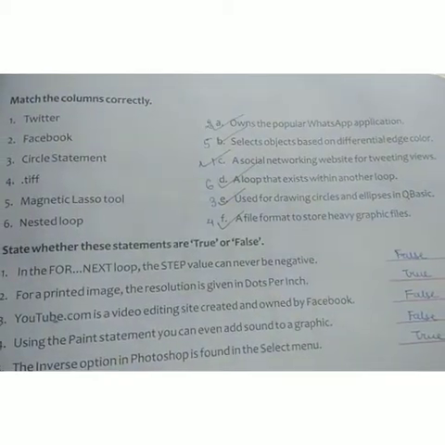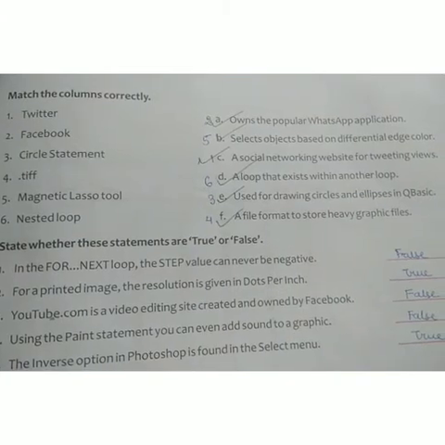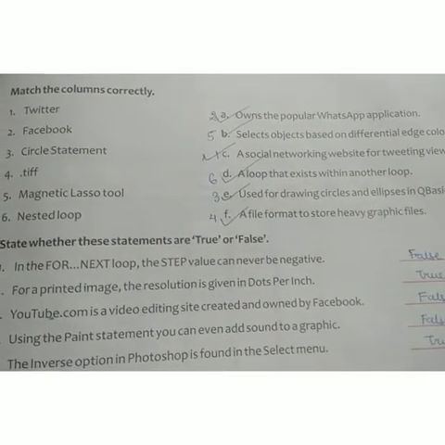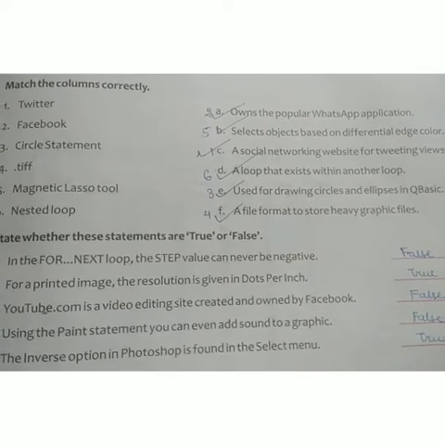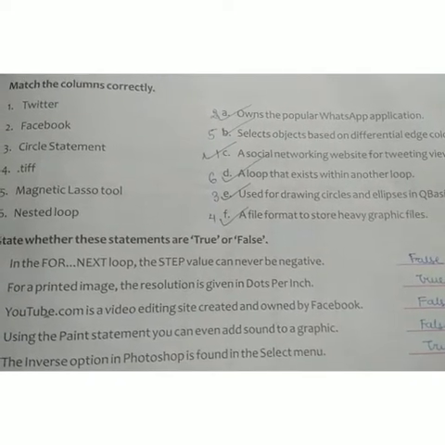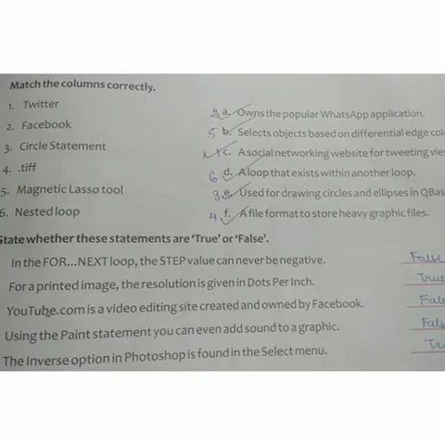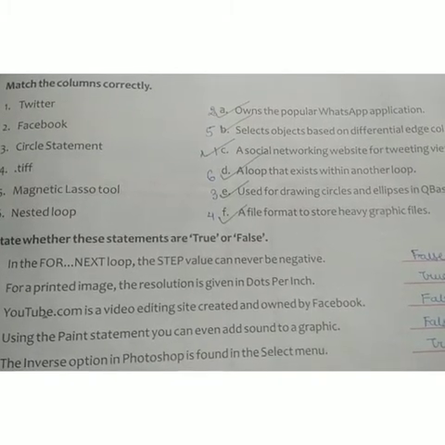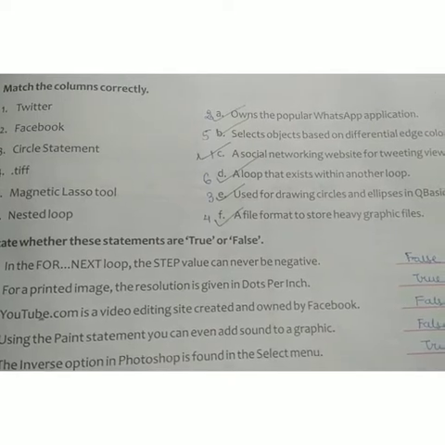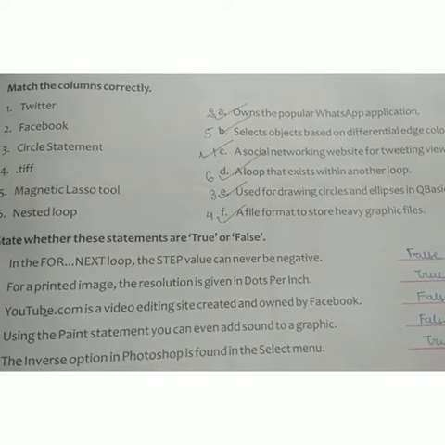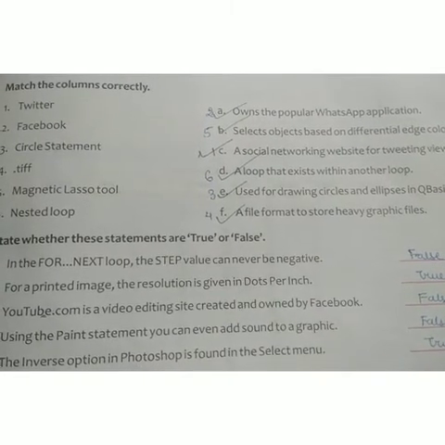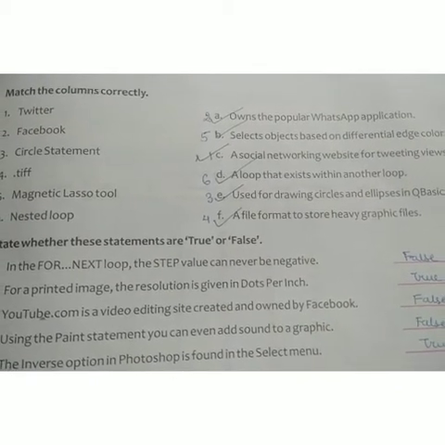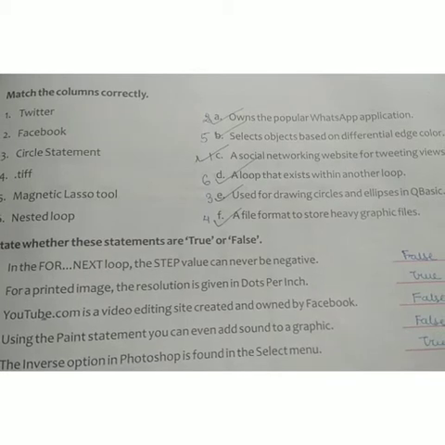Now students, next, C part, match the columns correctly. First, Twitter. Twitter is a social networking website for tweeting views. Second, Facebook. Facebook owns the popular WhatsApp application. Third, CIRCLE statement. The CIRCLE statement is used for drawing circles and ellipses in QBasic. Fourth, TIFF. A file format to store heavy graphic files.